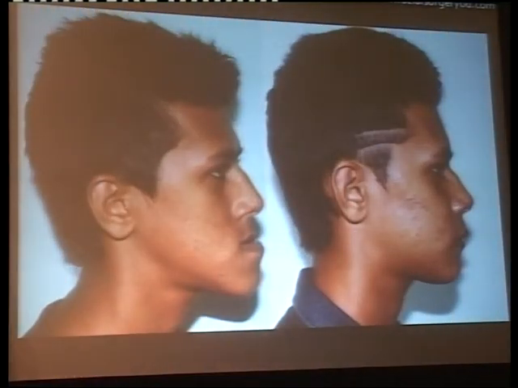You see the huge changes in this profile. First one is the facial contour angle, where it is about 0.5 degree, and after operation the facial contour angle is minus 12 degree. And the facial profile has changed.